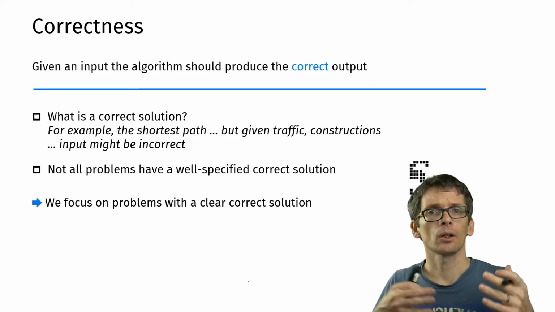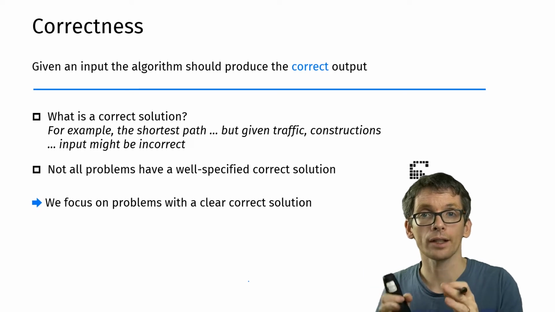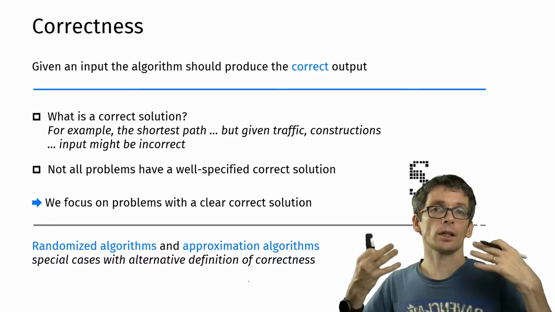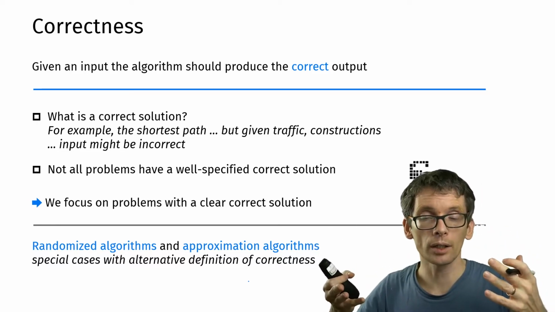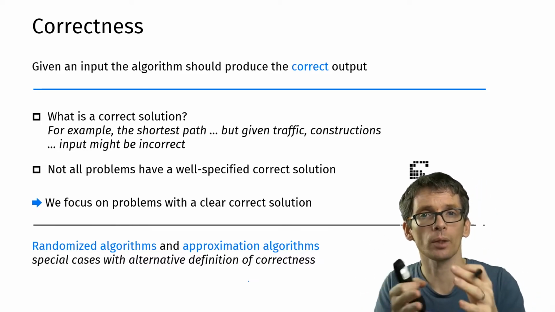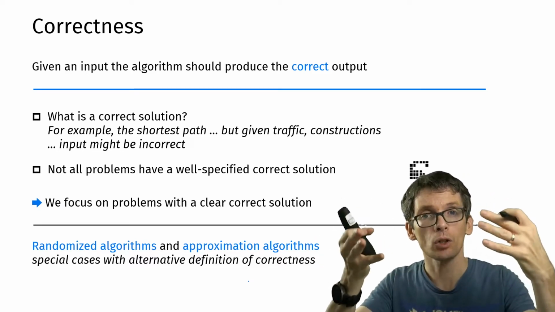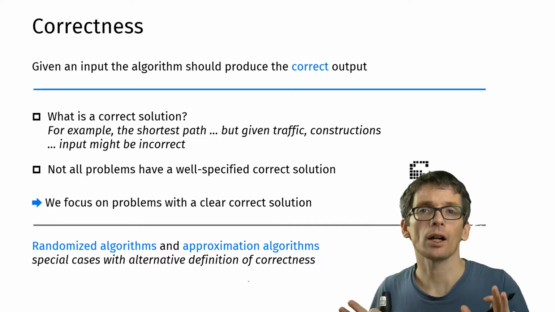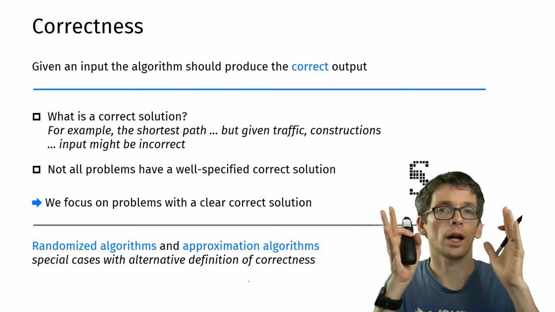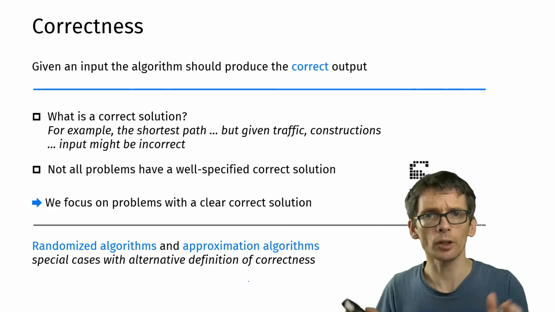As a side remark, not all types of algorithms focus on being correct all the time. So for instance, randomized algorithms, you can ask for algorithms that are correct with high probability, or approximation algorithms where you say, okay, you don't have to have exactly the correct solution, but it should be close to it. For instance, you don't need to have the shortest path, but a path that is not much longer than the shortest path. But again, those are not algorithms we're focusing on here. We are going to focus on algorithms where there is a clear correct solution and we aim to get that correct solution. So much about correctness.